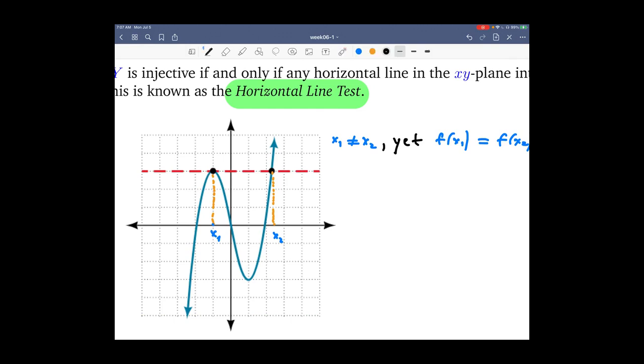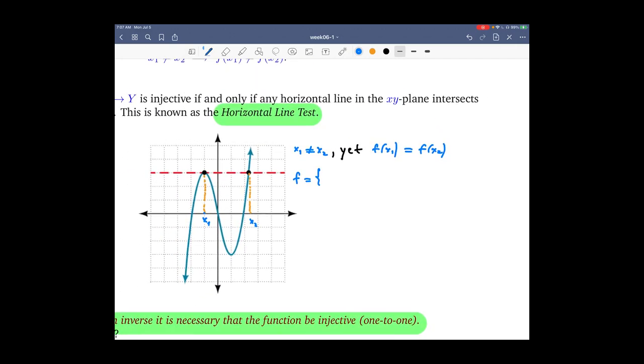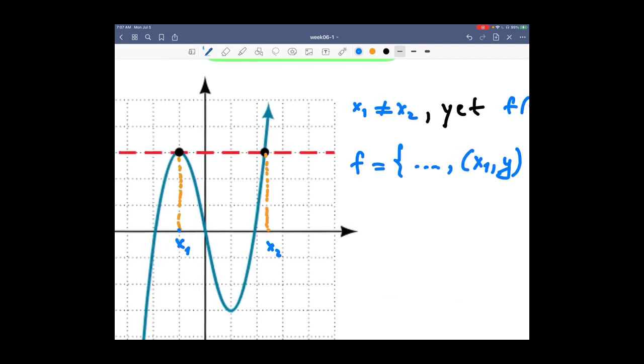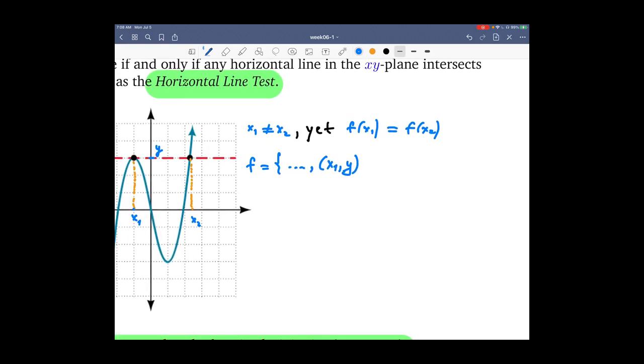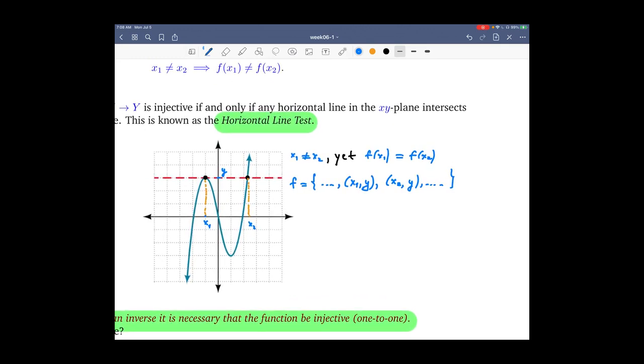If you were to write this function as a relation, as a set of ordered pairs, it would, for instance, have pairs x1 comma y, where y is the value of f at that point x1, and the pair x2 comma y. That is because f at x1 equals f at x2 equals y.